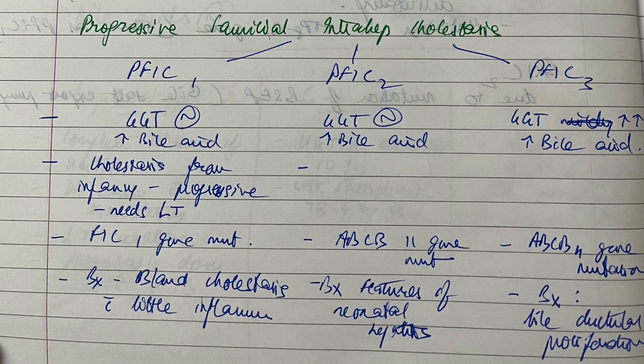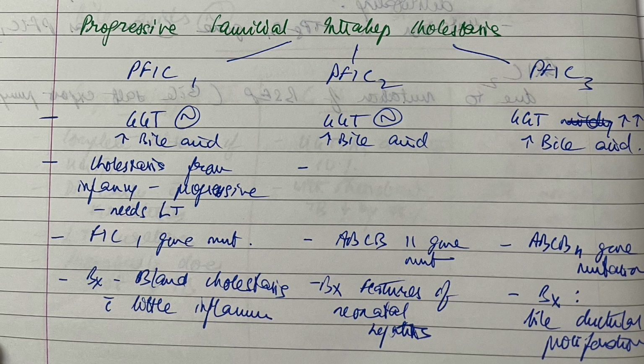Cholestasis is from infancy in PFIC1, and it's progressive, and the child needs a liver transplant. PFIC1 is due to FIC1 gene mutation. In PFIC2, the ABCB11 gene is mutated. In PFIC3, the ABCB4 gene is mutated.